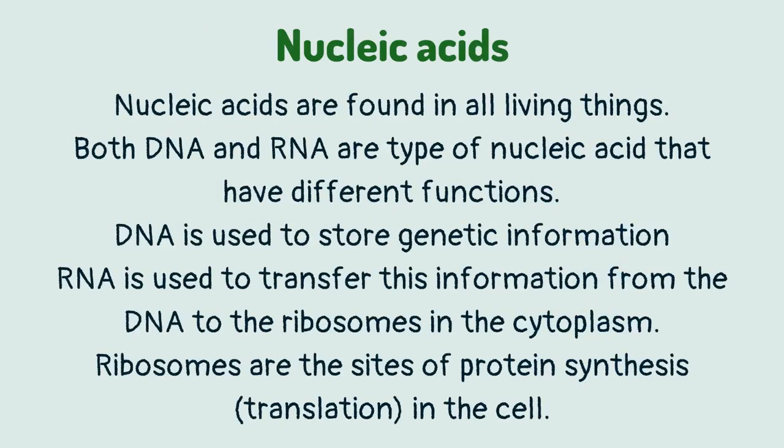Nucleic acids are found in all living things. Both DNA and RNA are types of nucleic acid that have different functions. DNA is used to store genetic information. RNA is used to transfer this information from the DNA to the ribosomes in the cytoplasm. Ribosomes are the sites of protein synthesis in the cell.